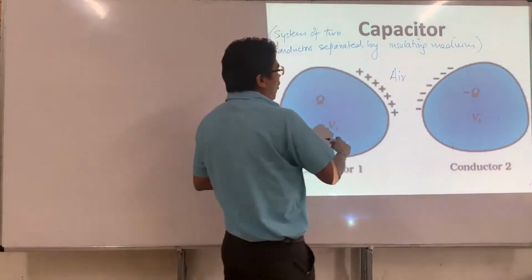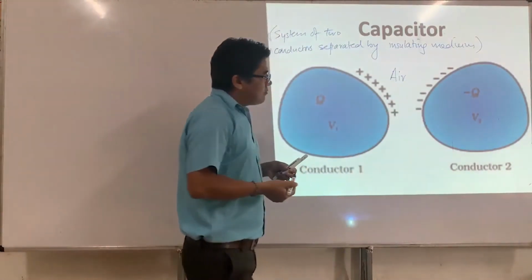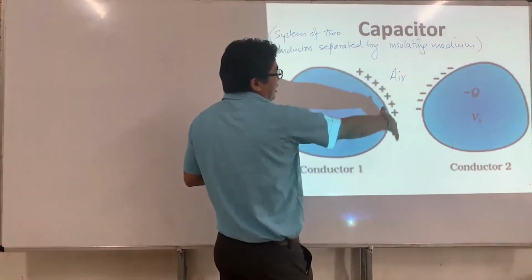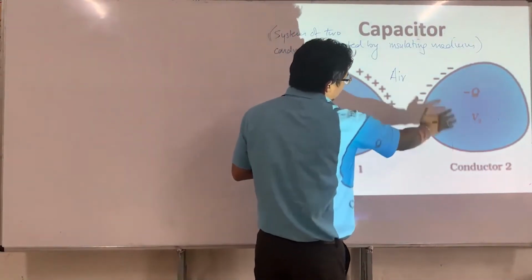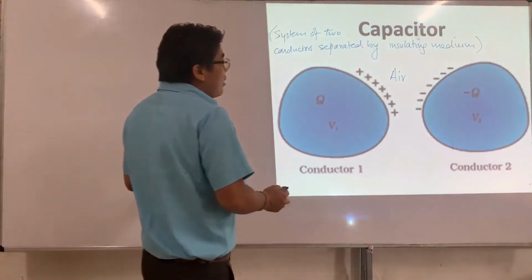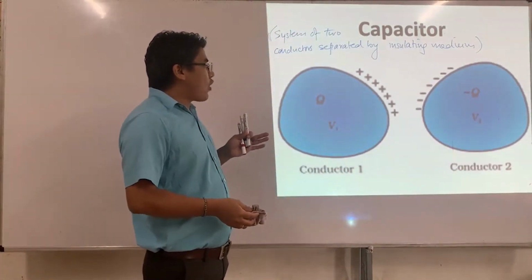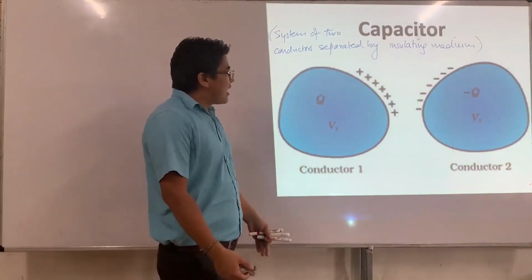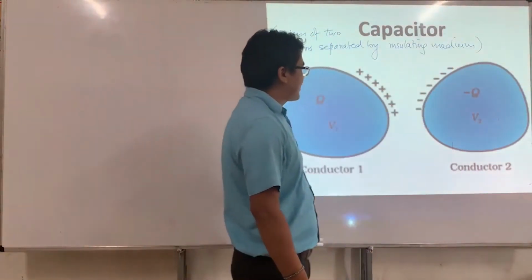This medium will never allow charge from the first conductor to move to conductor 2. Since this is an insulating medium, this will stop the movement of charge from one conductor to another conductor. Again, the role of the insulating medium is to stop the movement of charge from one conductor to another, because of which there will be a positive charge at one side and a negative charge at the other side.